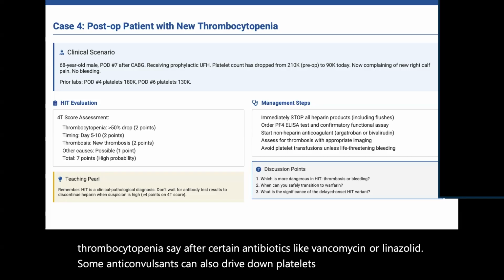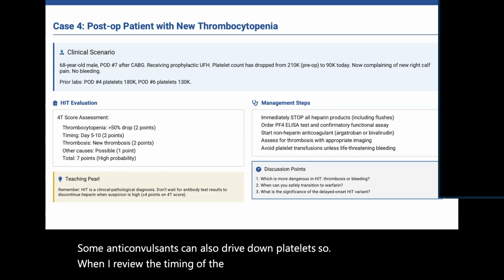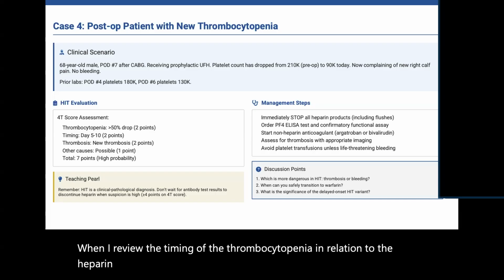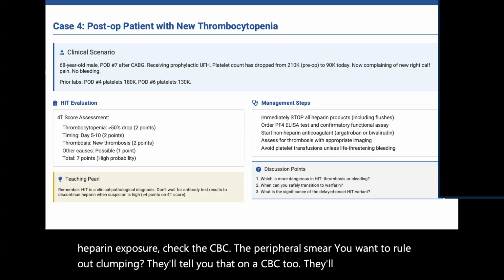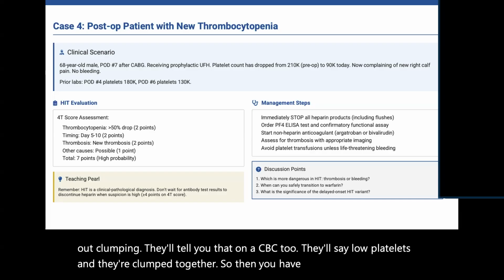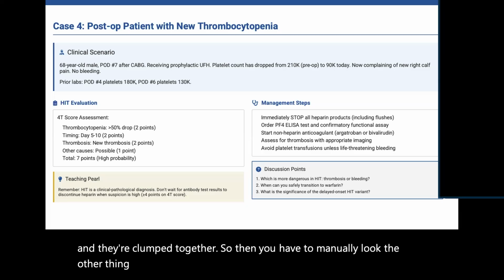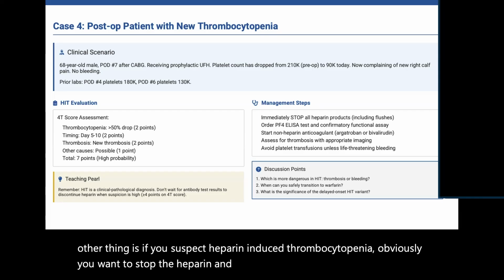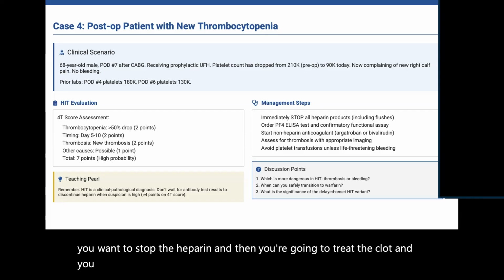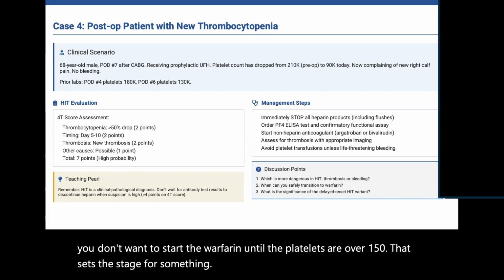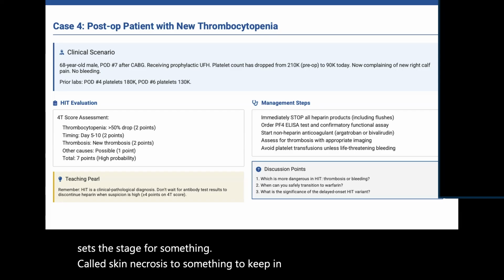So you want to review the timing of the thrombocytopenia in relation to the heparin exposure. Check the CBC and the peripheral smear. You want to rule out clumping. They'll tell you that on a CBC too. They'll say low platelets and they're clumped together. So then you have to manually look. The other thing is if you suspect heparin-induced thrombocytopenia, obviously you want to stop the heparin and then you're going to treat the clot. And you don't want to start the warfarin until the platelets are over 150. That sets the stage for something called skin necrosis. Just something to keep in mind.